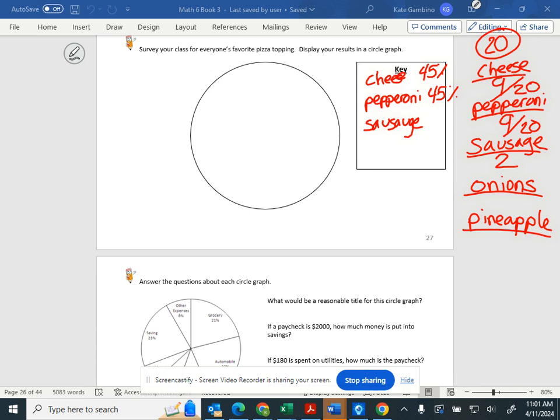So what percent of us chose sausage? 2 out of 20. What is your decimal that you got? So, friends, if we have 0.1, is that 1%? Oh, no. What is it, Ruby? 10%. Because remember, percent's magic number is the hundreds place.